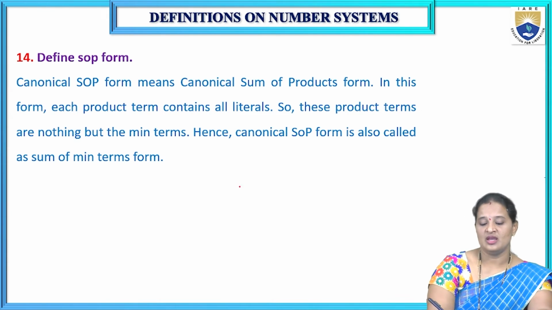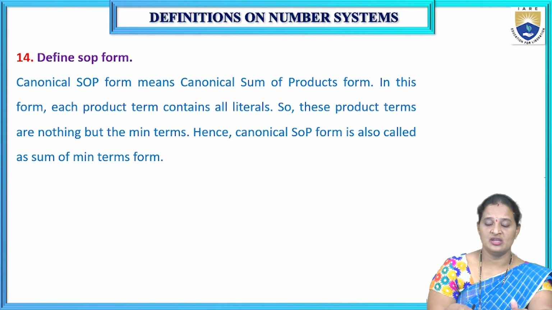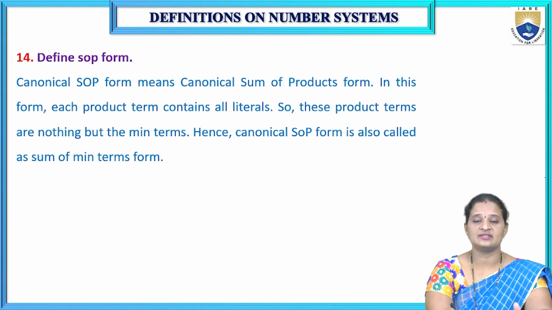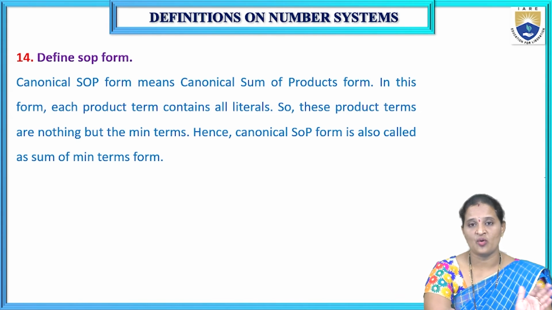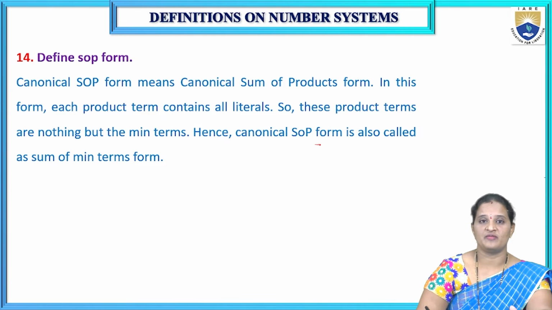So what does it mean? The sum of products form represents a Boolean function as the sum of various product terms. Product terms are also called minterms. When can we call the product terms minterms? If each includes all the variables, either in true form or complemented form. So that is the canonical SOP form.